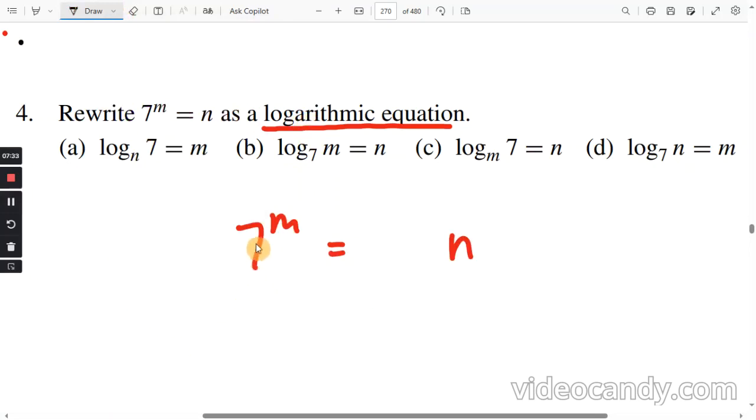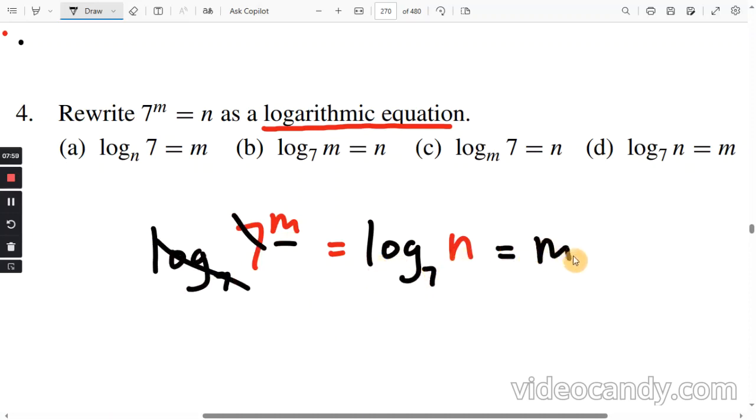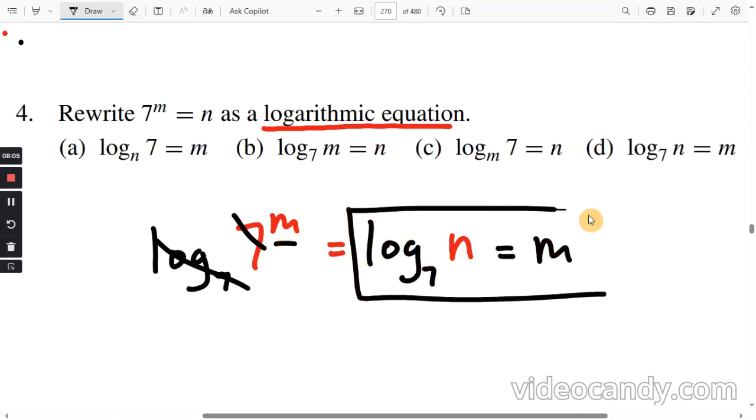Again, when you have something raised to an exponent, that number is your base. So since we have a base 7 here, I am going to do log base 7 on both sides. Log base 7 and the 7 cancel since the bases match, and we are left with m equals log base 7 of n. We're just left with the exponent m, so I wrote it on the other side. M equals log base 7 of n. That is answer D.